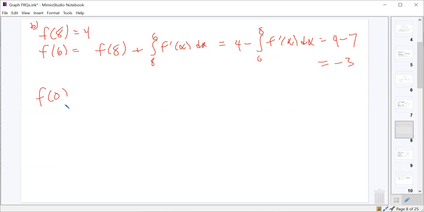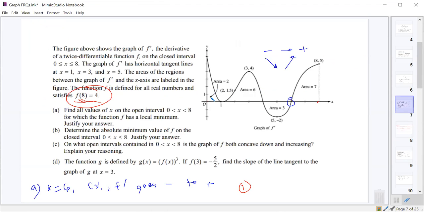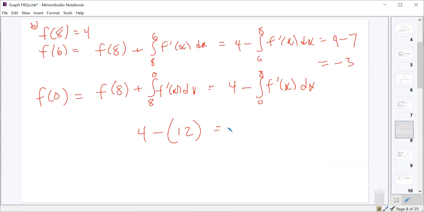But then we also need to find f of 0, which ought to be f of 8 plus the integral from 8 to 0 of f prime of x, which will be 4 minus the integral from 0 to 8 of f prime of x dx. We'll flip the limits and change the sign. So we got 4 minus, and then our integral from 0 to 8 is 2 plus 6 is 8, minus the 3 is 5, plus the 7 is 12. So we got 4 minus 12, or negative 8. And so our absolute minimum occurs at 0, and it is negative 8.